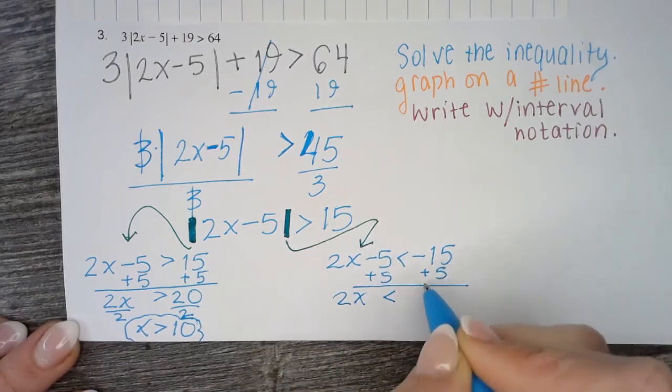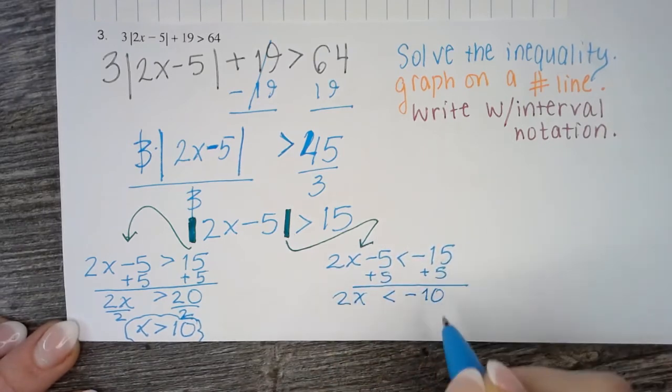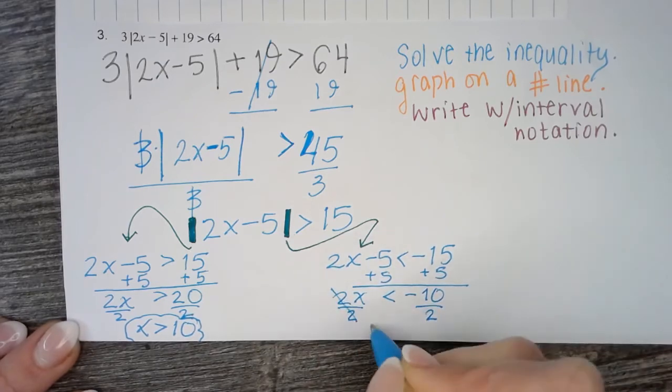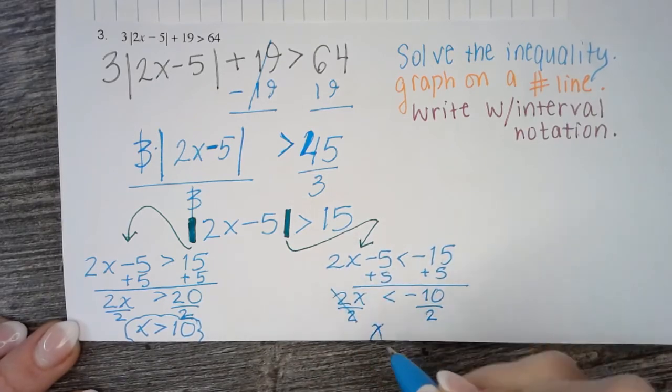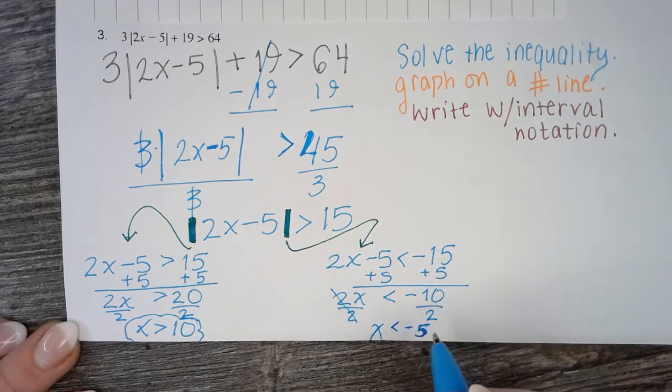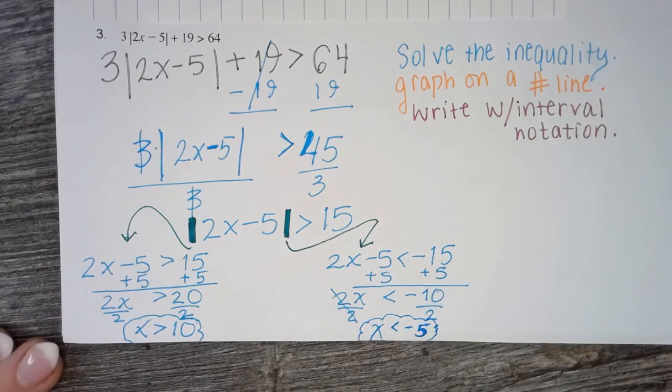2x is less than negative 10, divide by 2, divide by 2. That leaves us with x is less than negative 5. You do not flip your inequality symbol because you are not dividing by a negative number. It does not matter that the 10 was negative. So now we have 2 inequalities that we're going to deal with on our number line. So next step is the number line.